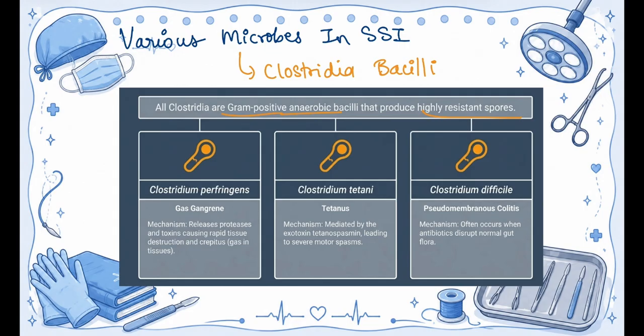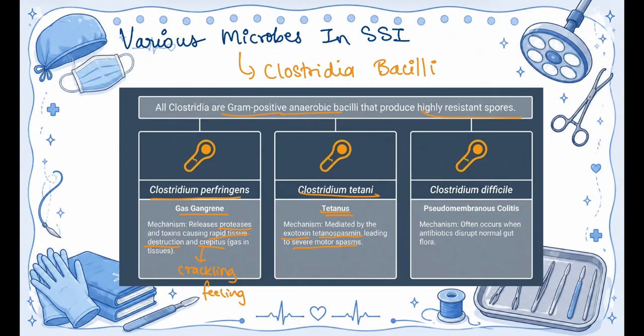Let us look closely at their exact pathogenic mechanisms. Clostridium perfringens releases potent proteases. This leads to rapid tissue destruction and gas gangrene. It produces a distinct crackling crepitus in the tissues. Clostridium tetani operates very differently. It releases an exotoxin called tetanospasmin. This exotoxin drives the severe motor spasms we know as tetanus.